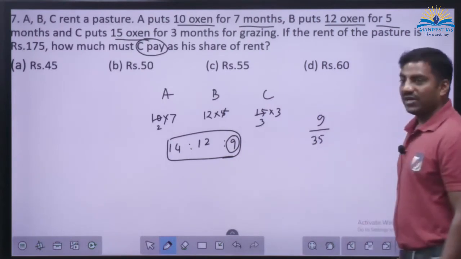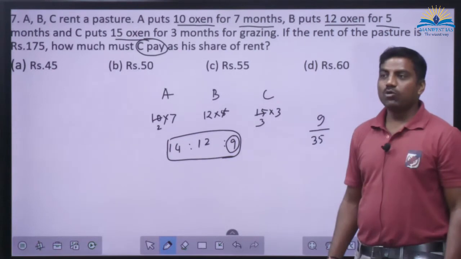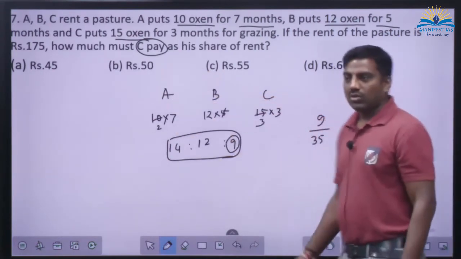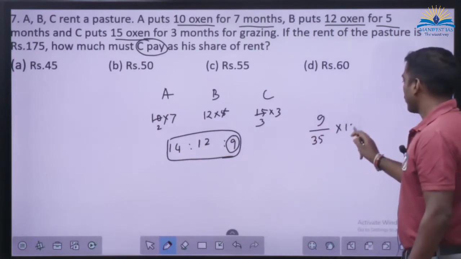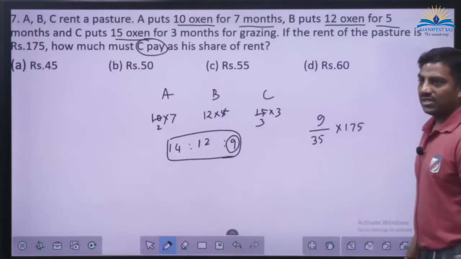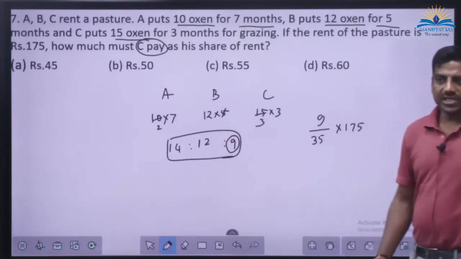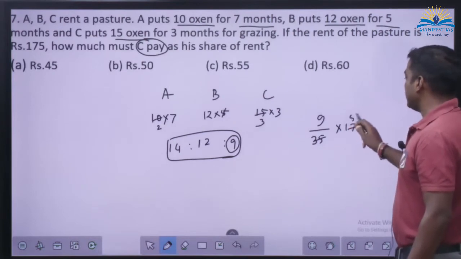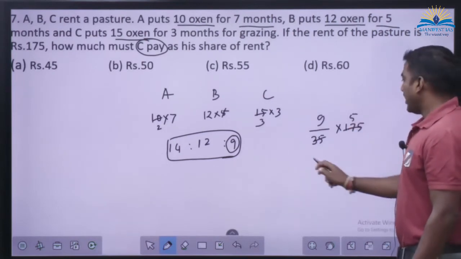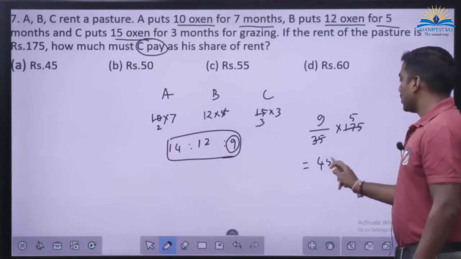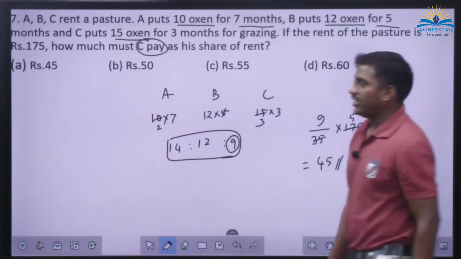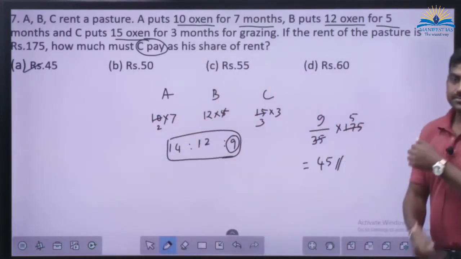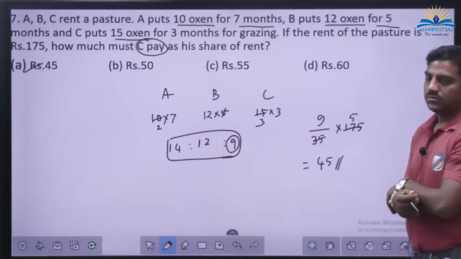If the total bill was 35 rupees, then C's bill would have been 9 rupees. So as simple as that. But what is the real charge? 175. 9 by 35 is the fraction of C share. Then 175 is the real share. 35 ones are, 35 fives are. 5 into 9, 45. 45 is the share of C. Done? Okay.